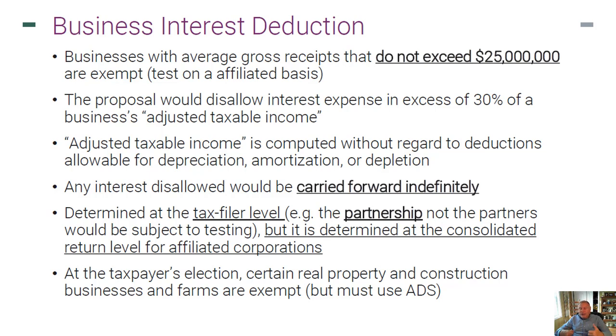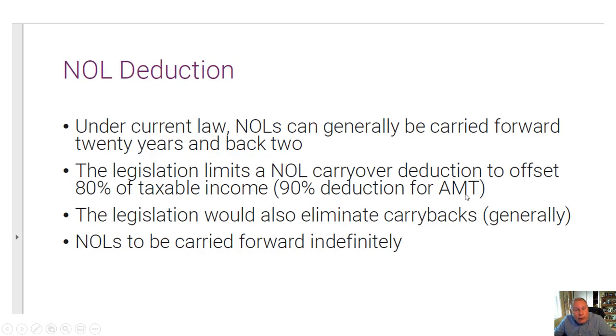So this is intended to penalize those companies that have excessive amounts of interest or leverage. So that was there. The net operating loss deduction: under current law, you can carry them forward 20 years and back 2. This time the legislature said, no, let's limit that to 80% of taxable income. It's an attempt to minimize the use and offset some of the benefits given to others.